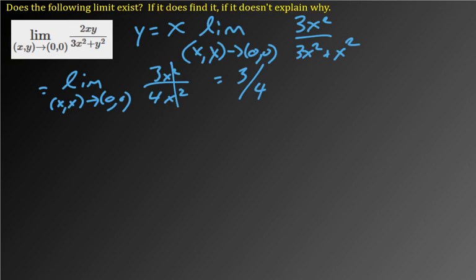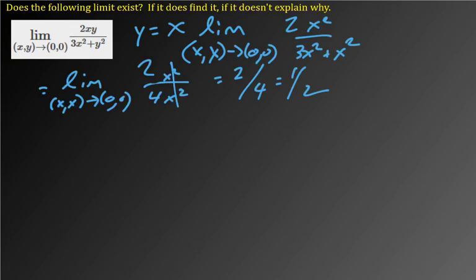I just realized somehow I randomly wrote a 3 instead of a 2. So let's change that. This should be 2x squared over 4, or 1/2. There we go. So now I just need to try to think of a different path where I can get a different number to show that this thing actually doesn't exist. And you actually could do a lot of options.